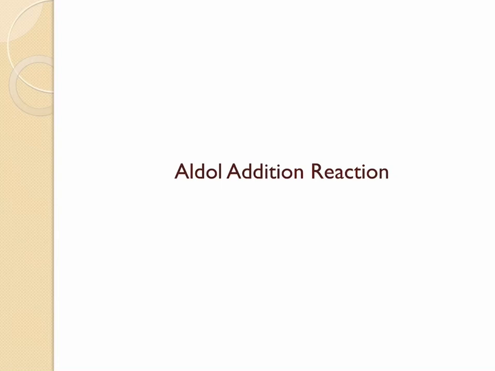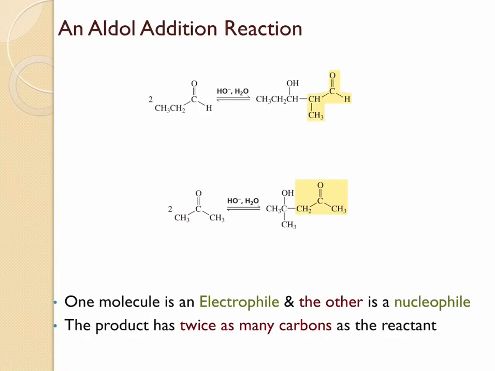Aldol addition reaction. In aldol addition reactions, two molecules of aldehydes or two molecules of ketones can react together to form a product which has both a hydroxy group and a carbonyl group in them. And the product that is obtained in the case of aldehydes is beta hydroxyaldehyde, where you can see that the hydroxy group and the carbonyl functional group are in beta position with respect to each other. If you take this functional group, this will be the alpha position, this is the beta position.